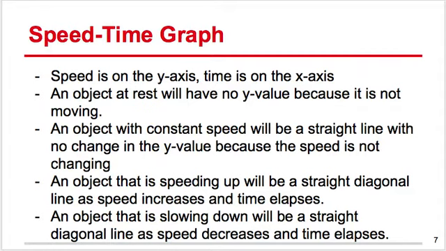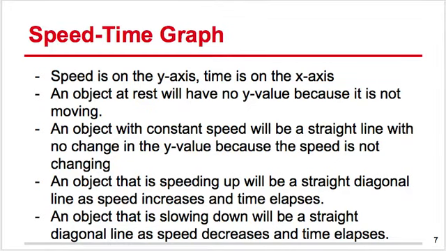Alright, so a speed and time graph. Speed is on the y-axis, time is on the x-axis. Always, if time is available, time is almost always going to be on the x-axis. So that's the one that runs left to right, not up and down. An object at rest will have no y value because it's not moving. I'm going to be jumping back and forth between two different slides here.